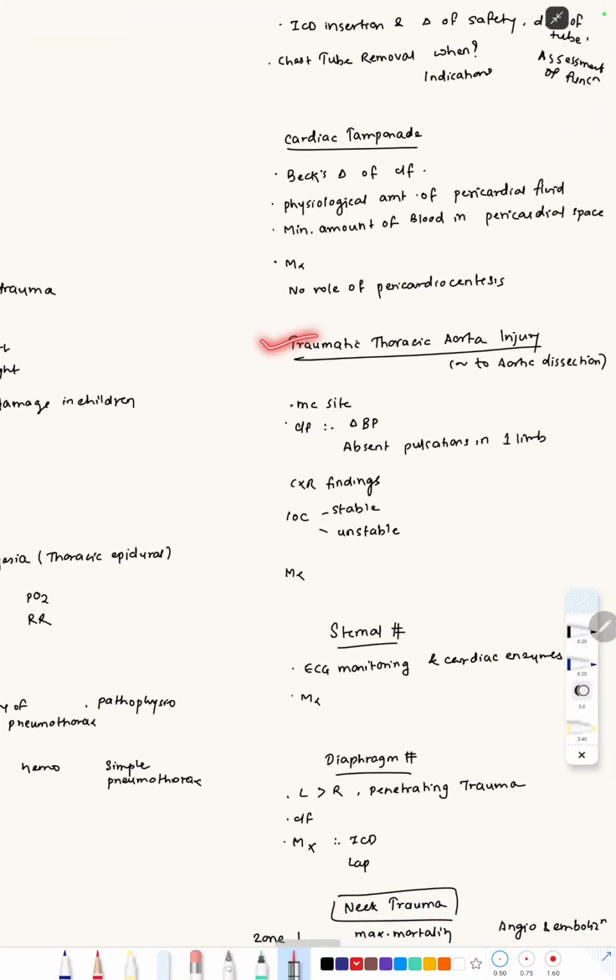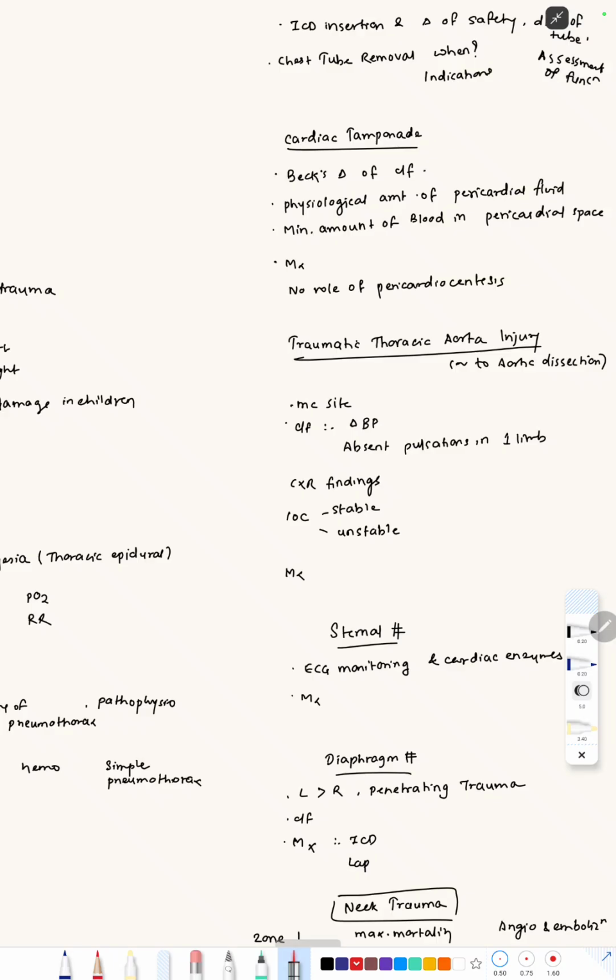Then traumatic thoracic aorta injury is similar to aortic dissection. The most common site is distal to the ligamentum arteriosum. Clinical features: there is a difference in BP between the two upper limbs, and absent pulsation in one limb. Chest X-ray findings are widening of the mediastinum, and the left mainstem bronchus is found to be depressed.